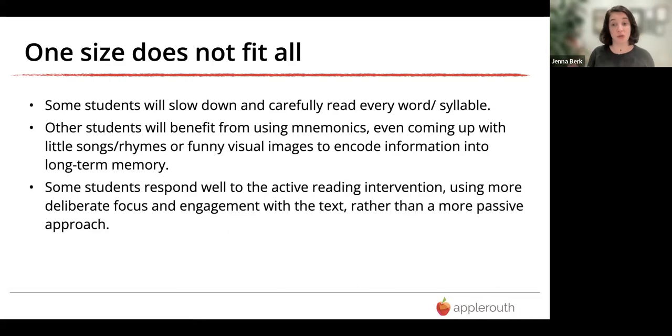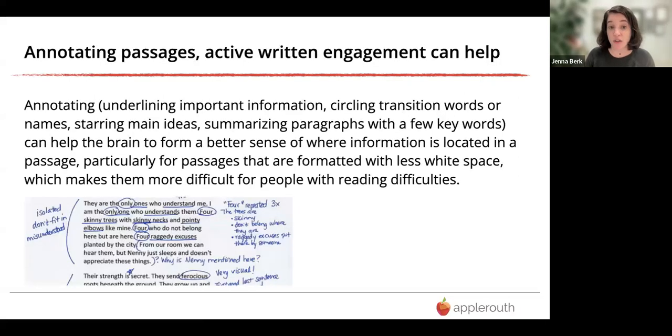Some students need to slow down. Other students like using mnemonics or funny visual images or songs to help encode information. Some students do really well if you actively read, which I'll show you what that looks like. You're going to need to sort of fiddle around and see what's going to work. So this is what active reading looks like.